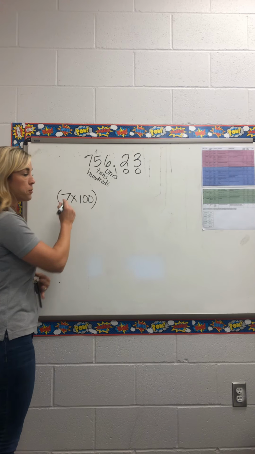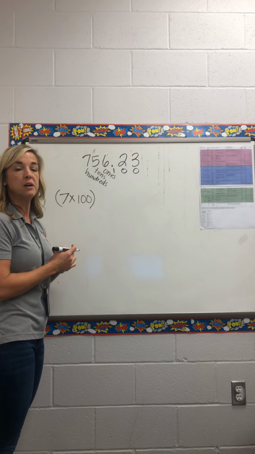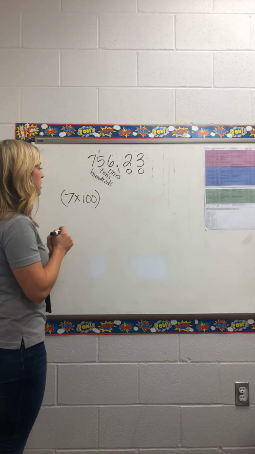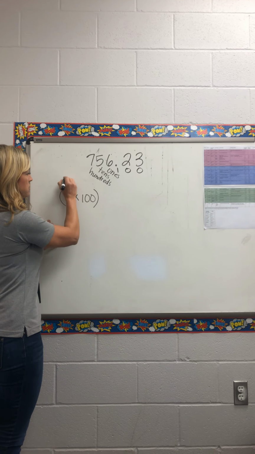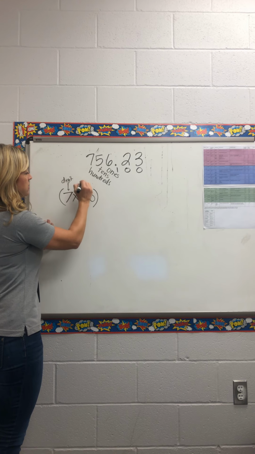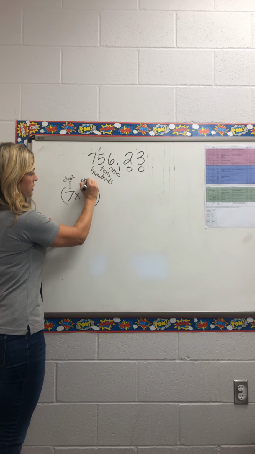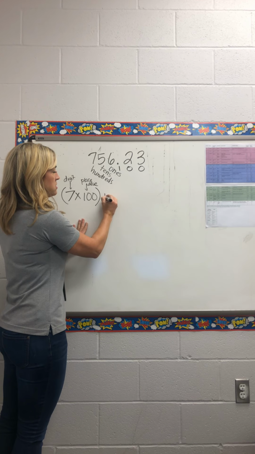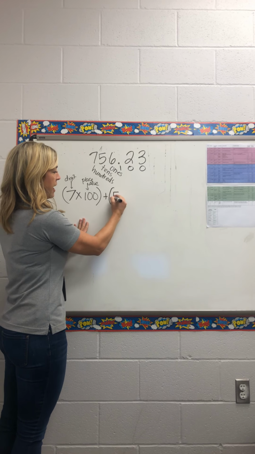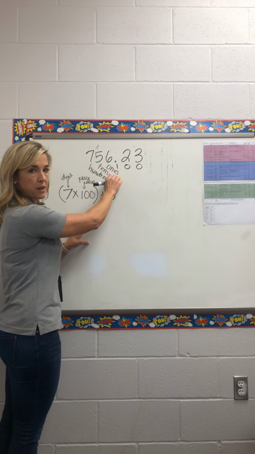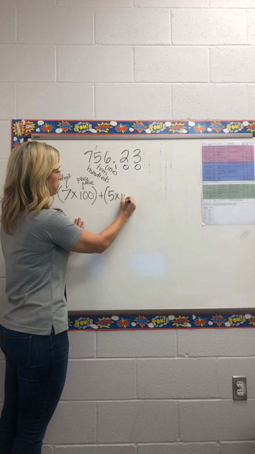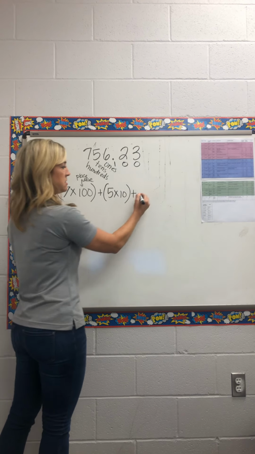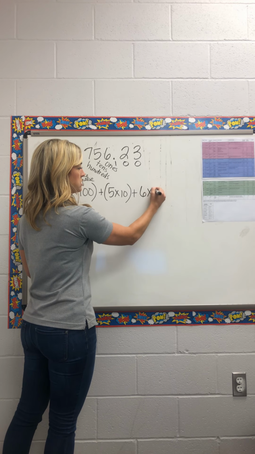And we like to put that in parentheses. You won't always see it that way, but it's easier to keep it distinguished there. So we're writing the digit and then the place value. Plus, the next digit would be 5, and 5 is in the tens place, so we're going to do 5 times 10. Plus, the next digit would be 6, and 6 is in the ones place, so I'm going to do 6 times 1.